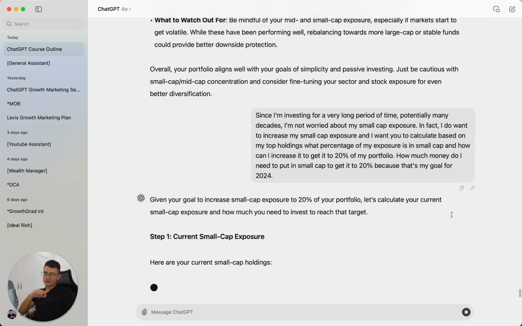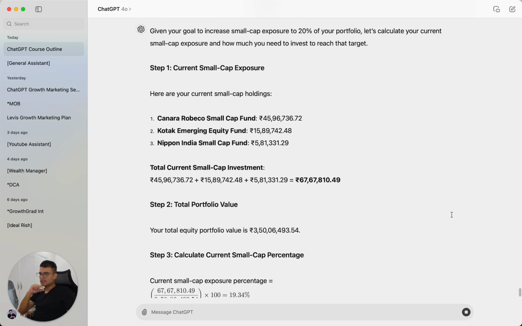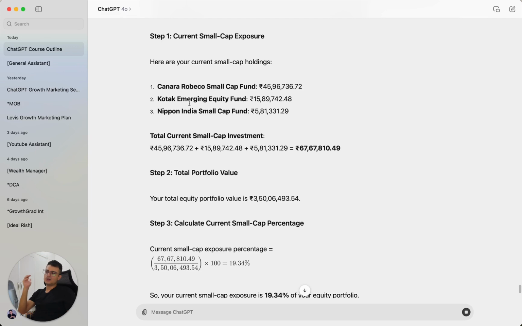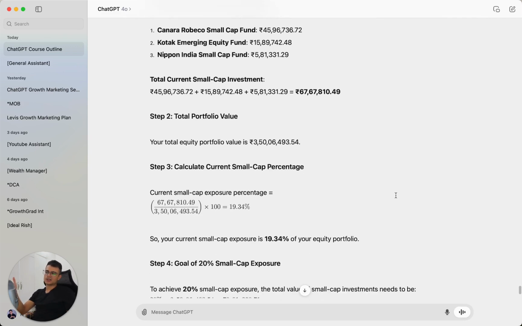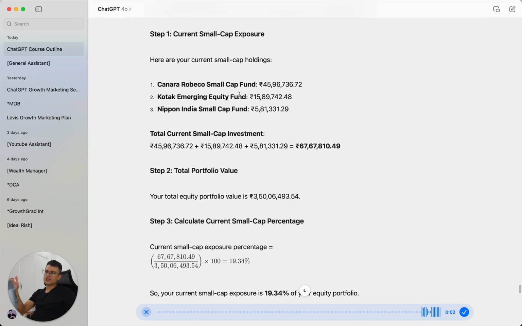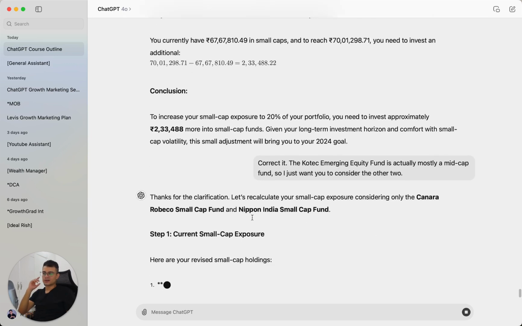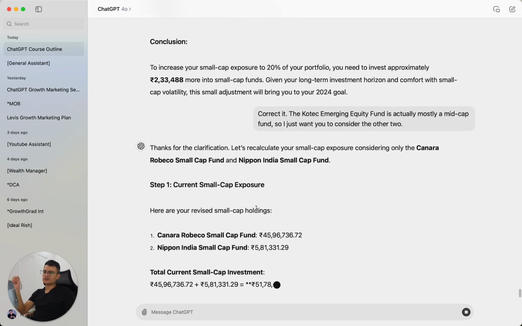I have also shown that in a different video, which is about building my portfolio. It's taken the calculation from Canara Robeco Small Cap Fund, Kotak Emerging Equity Fund, and Nippon India Small Cap Fund. It's done some calculations. Before that, I have to correct it. The Kotak Emerging Equity Fund is actually mostly a mid-cap fund, so I just want you to consider the other two. So in that list, I don't have all my small cap exposure, but I'm just correcting it because it's calculating the Kotak Emerging Fund. So thanks for the clarification. Sometimes you have to do these clarifications.